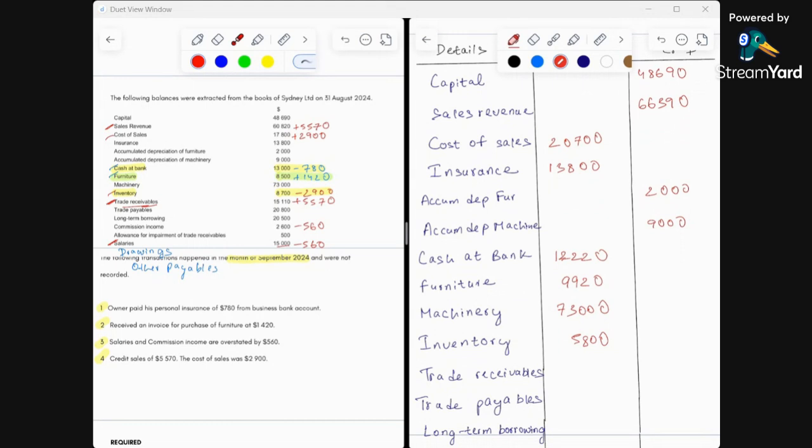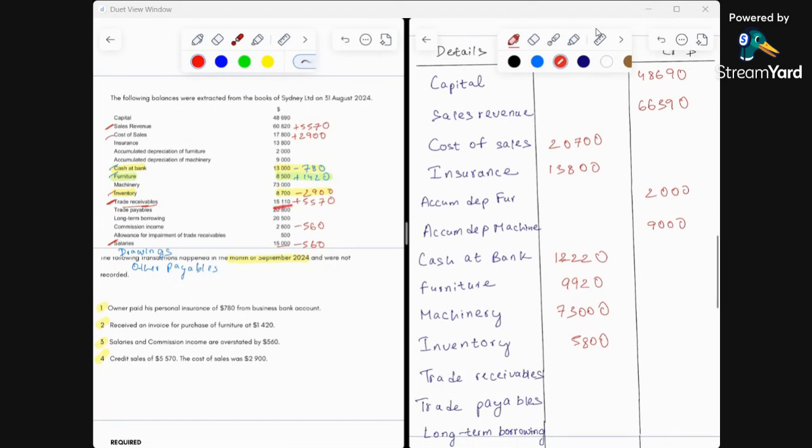Next, we have got the trade receivables. And we know we sold the inventory on credit, which increases our asset balance, or the amount that our credit customers owe us. So originally it was 15,110. Now we are adding an additional 5,570, which gives us $20,680 as the total amount. And because trade receivables are assets, definitely they will be shown on the debit side.